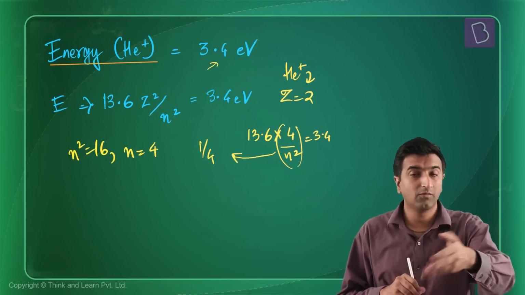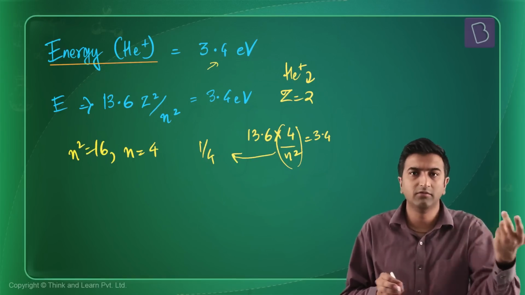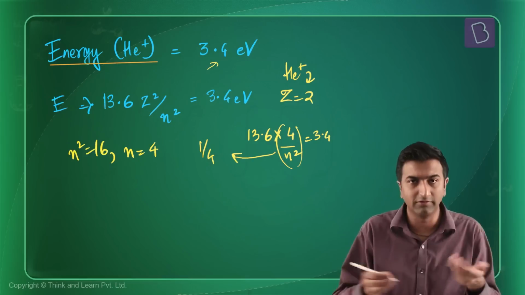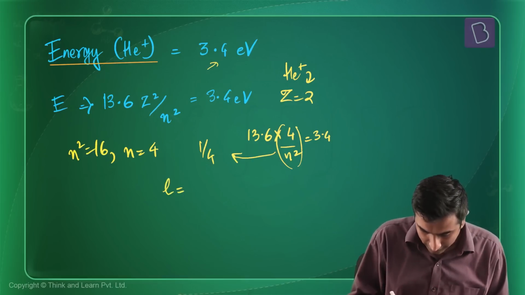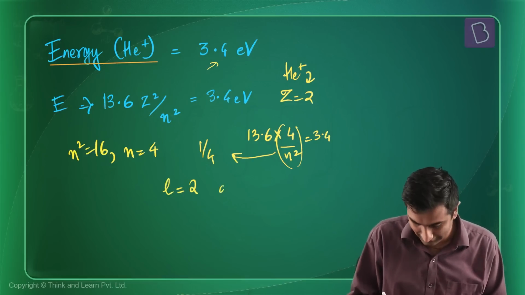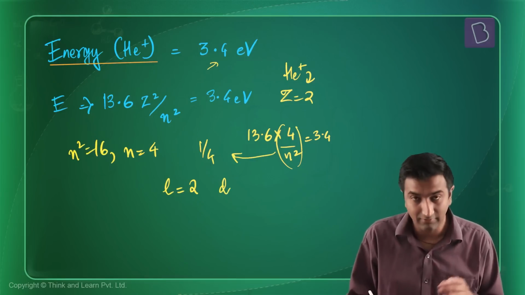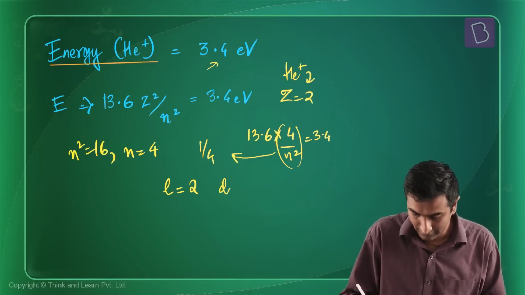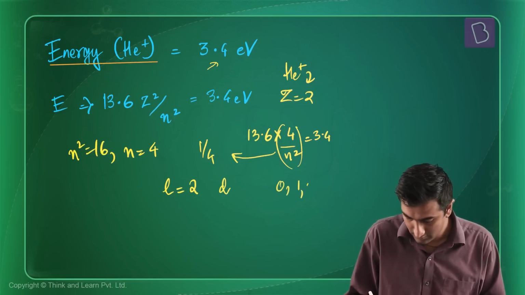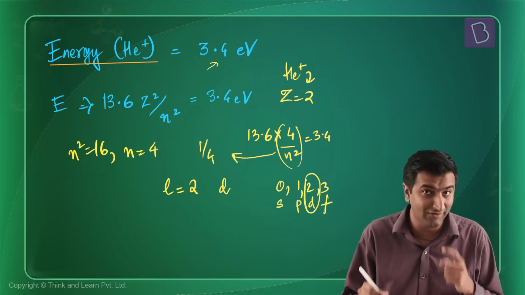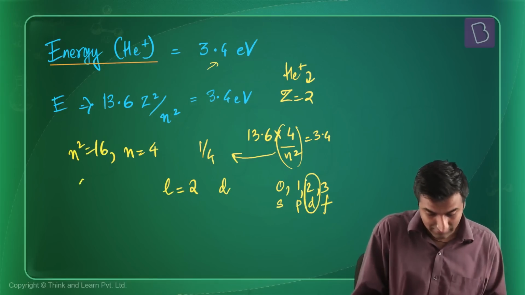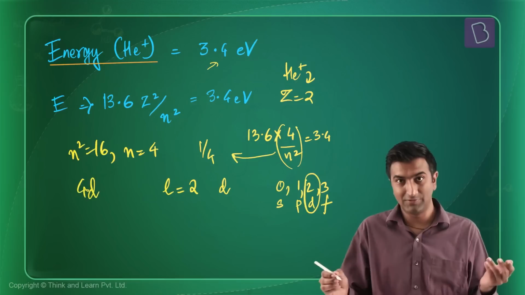Yeah, the first option talks about this electron being in the 4D subshell. Is that true? The L value is given to us. L is equal to 2, that means this is the D subshell. Remember, L goes from 0, 1, 2, and 3, which is basically the S, P, D, and F subshell. So we're talking about this one here. This is definitely D, which means there's a 4D electron. There you go, one option ticked.